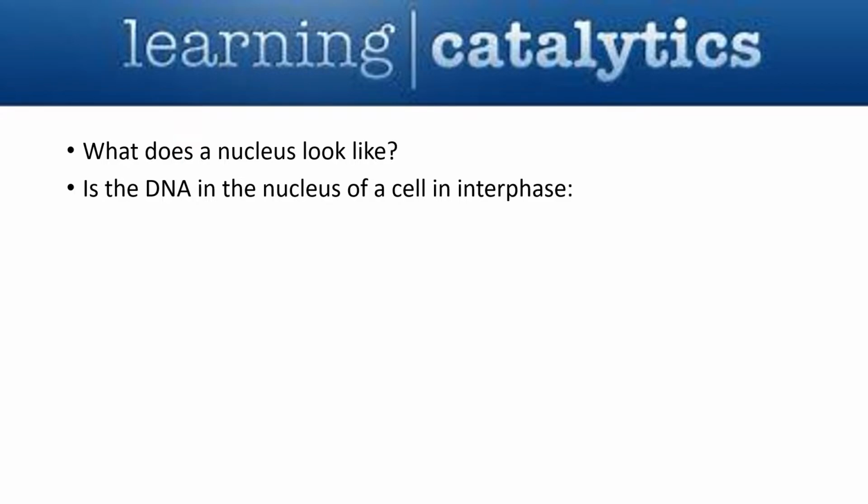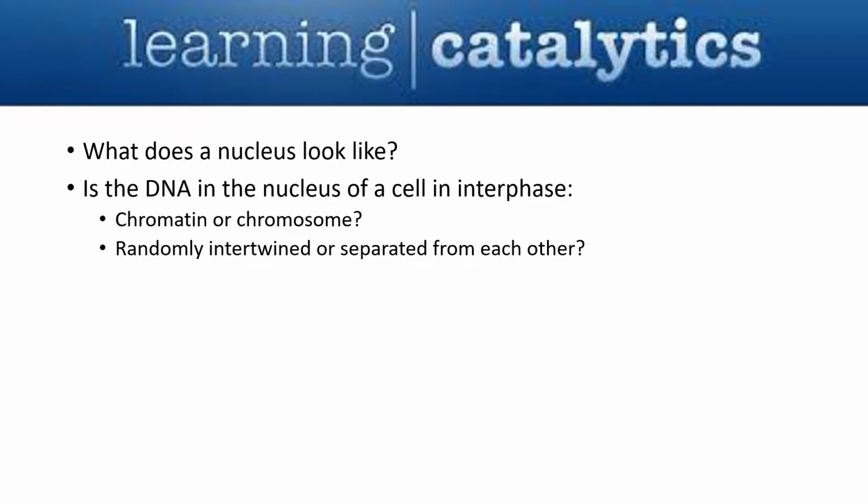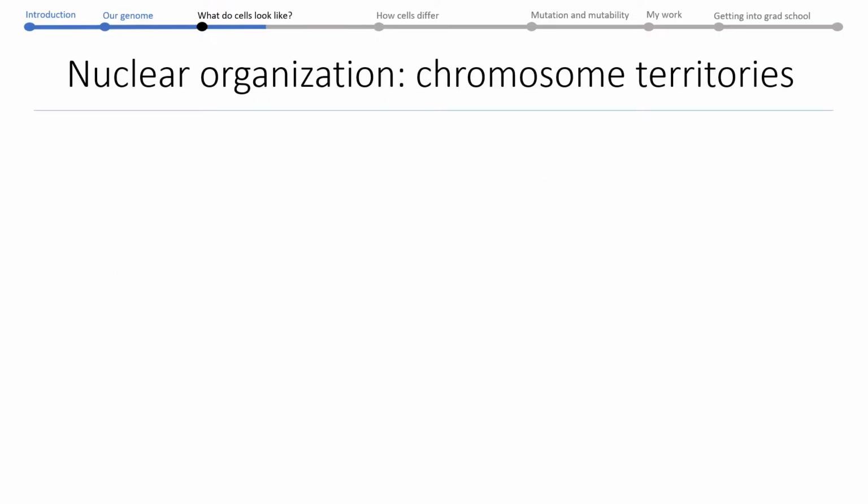Specifically, given a cell in interphase, is the DNA in chromatin or chromosome state? Is the DNA randomly intertwined, or maybe is each chromosome separated from each other? Is it moving, or does it maybe stay in the exact same position for the cell's entire life? So these are some questions that can maybe give us a hint of what the inside of a nucleus looks like. Let's begin with the concept of chromosome territories.